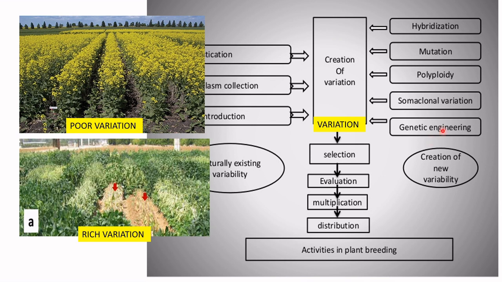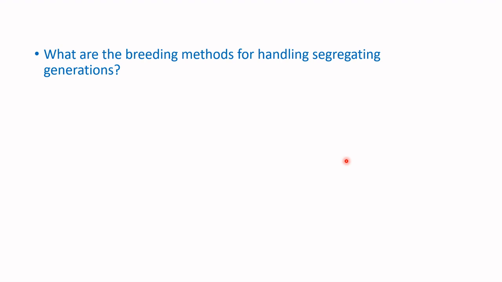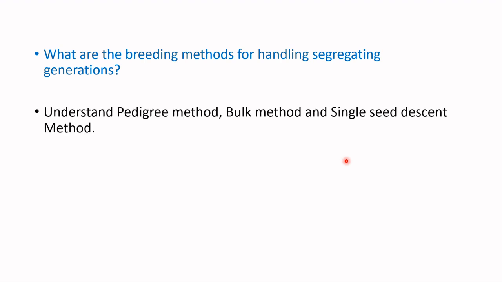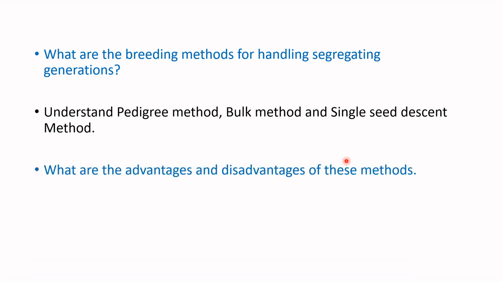In today's lecture, we're going to study the plant breeding methods which create variation and later are followed by selection. By the end of this lecture, you'll be able to answer what are the breeding methods of handling segregating generations. You will be able to understand the pedigree method, the bulk breeding method, and single seed descent method, and you'll be able to answer the advantages and disadvantages of these methods.